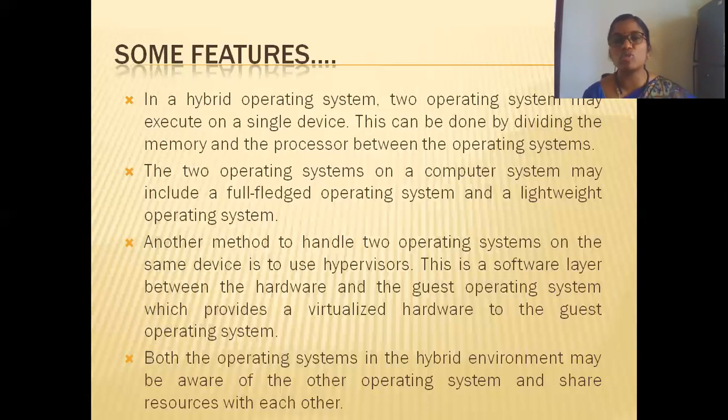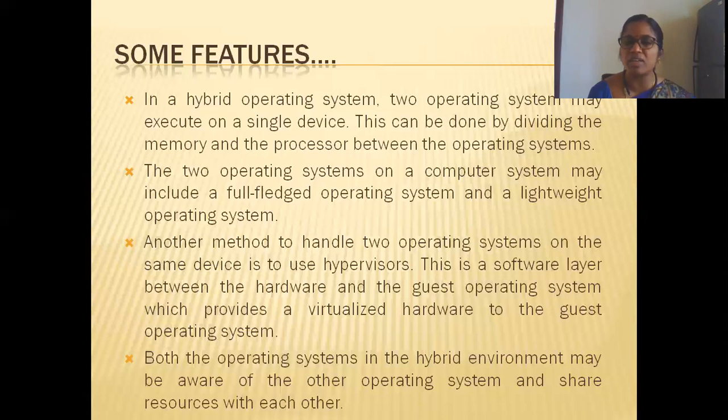Next, the two operating systems on a computer system may include a full-fledged operating system and a lightweight operating system. It can have both. Another method to handle two operating systems on the same device is to use hypervisors. It provides a normal operating system and another guest operating system. One has the original hardware and memory, while the guest operating system has virtualized hardware.